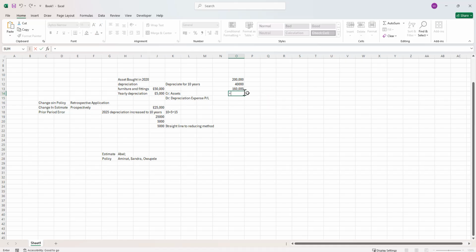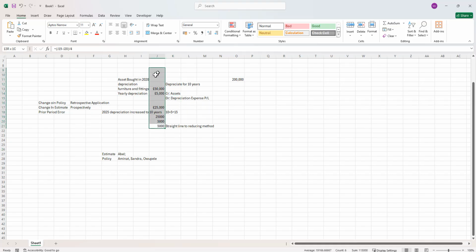I'm not going to apply the same thing again. I'm not going to say equals 160, then 160 divided by how many years are left? 4 years, right? I'll be going like that, reducing balance until I get to zero. I don't know if that is clear. So I have to go back to the beginning to do a retrospective calculation of the assets. I don't know if you got that clearly. Change in accounting policy is retrospective application. Change in accounting estimate is prospective application.